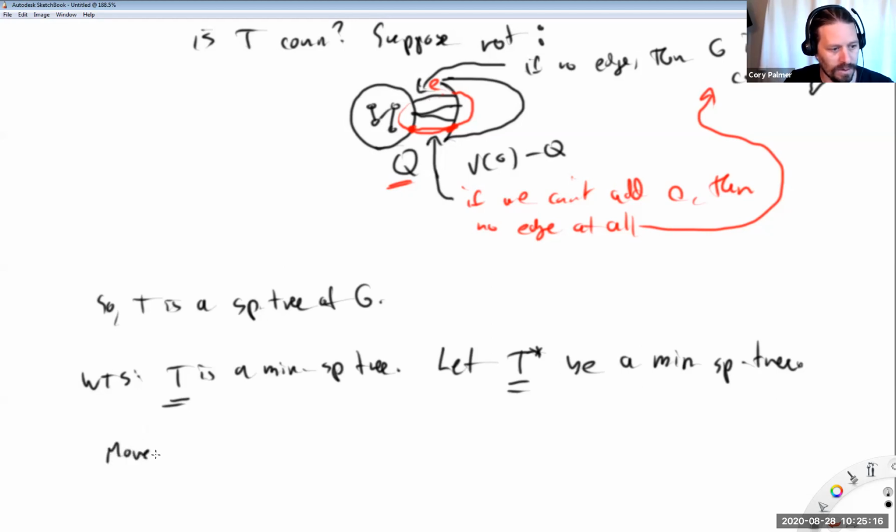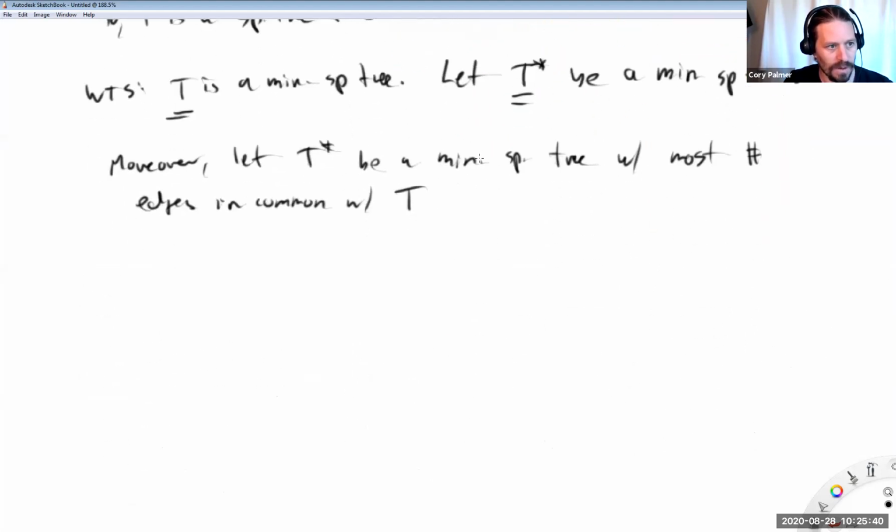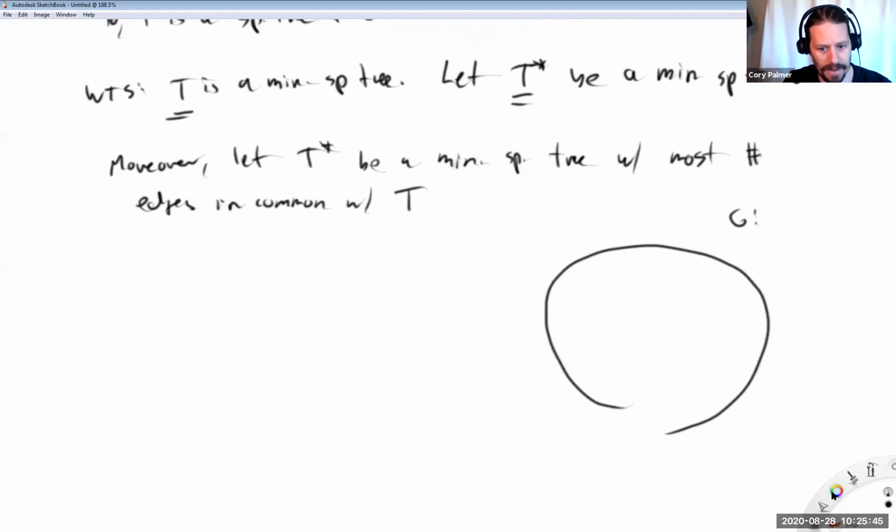So moreover, let T star be a minimum spanning tree with the most number of edges in common with T. Okay, so maybe I can illustrate this. It's not the easiest thing to do here, but here's G, right? And then the algorithm produced T, and T looks like something.